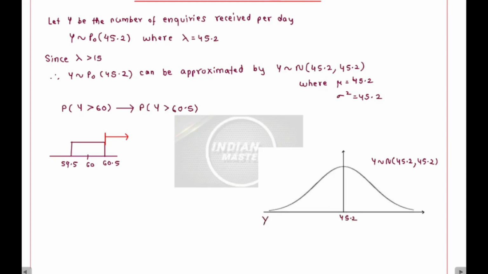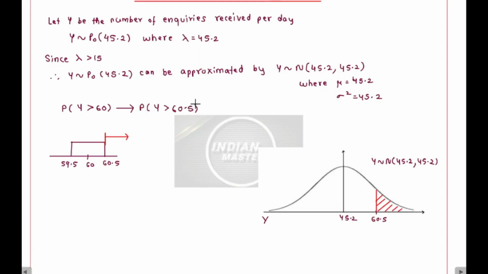So we are plotting the distribution curve for y. This 60.5 will be a value somewhere to the right of 45.2. Correct? So this is 60.5 and they are telling us to find this probability here. This area they are telling us to find out. Correct? So how can we find this particular area?